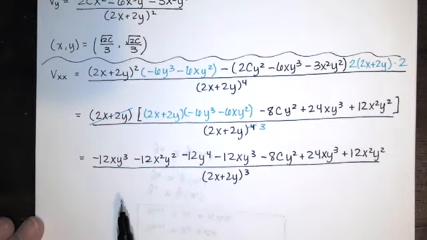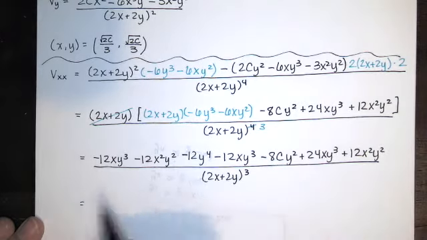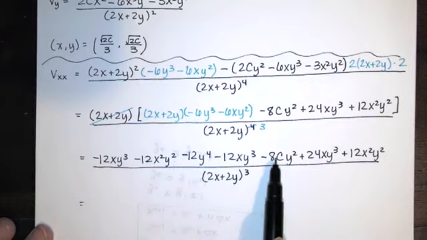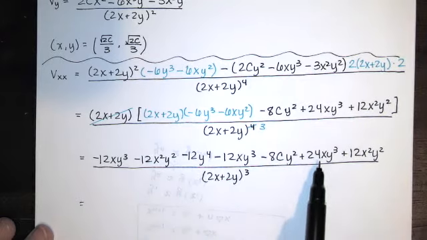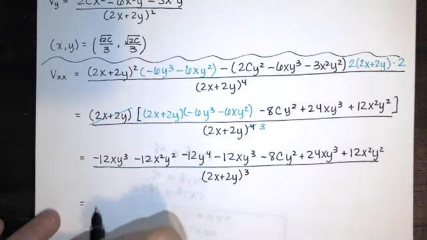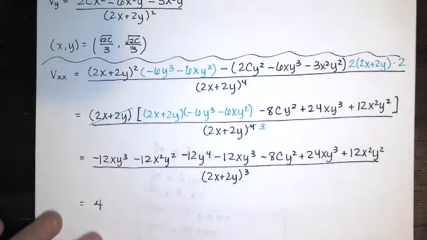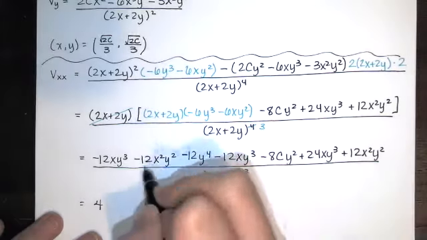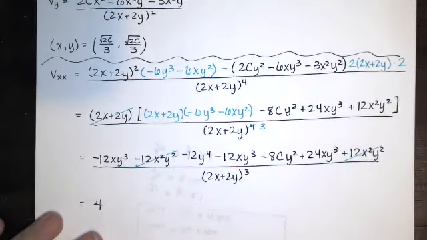And let's see, do I have any like terms? This negative 12, well, let's see, 12, 8, 24, and 12 all have a factor of at least 4 in common, so we can factor out a 4. Is there anything else we can factor out? I don't see anything else. But I do see a negative 12x squared y squared and a positive 12x squared y squared, so those guys are gone.